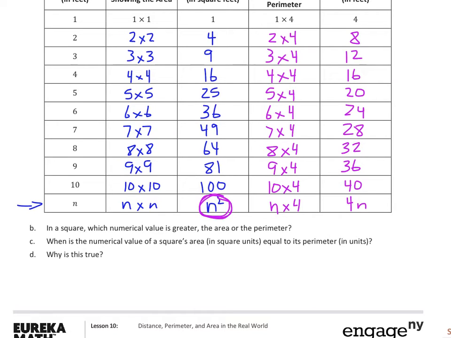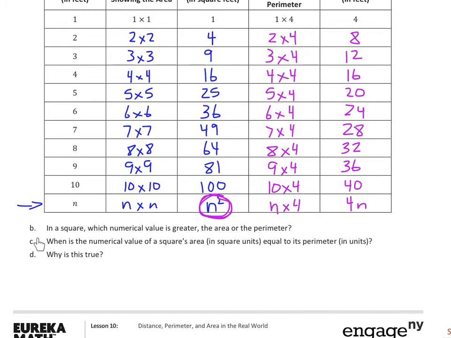Well, again, it depends. If you only have a 1 or a 2-inch or 2-foot or 2-unit long side, the perimeter is greater. 8's bigger than 4, and 4 is bigger than 1. But once we get down to, let's see here, 5 units for the length of a side, our area becomes greater than our perimeter. So it depends on the length of the side. Once we're at 5 or greater, on this table, there's decimals and other things we could look at, but on this table, 5 or greater means area is bigger, 3 or less means perimeter is greater.